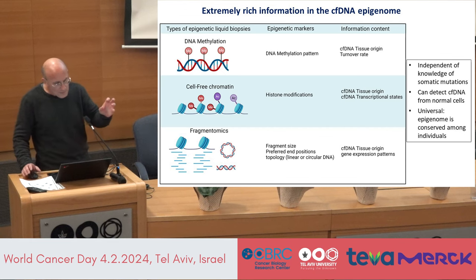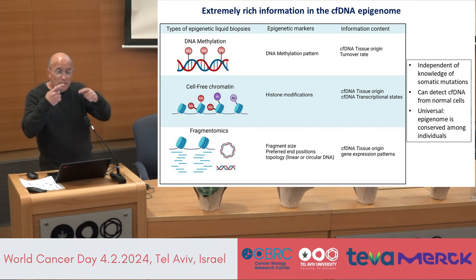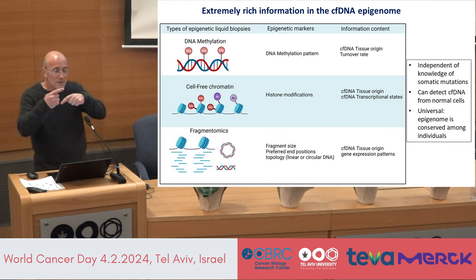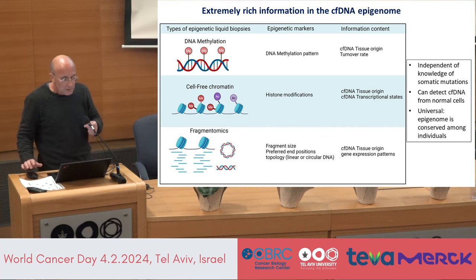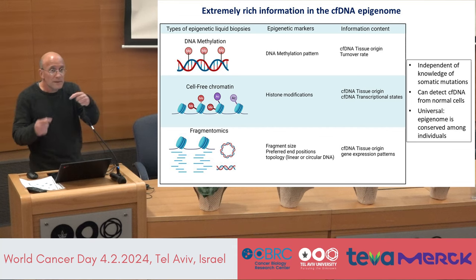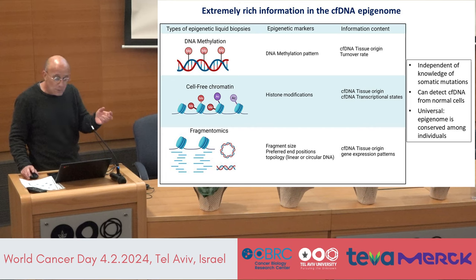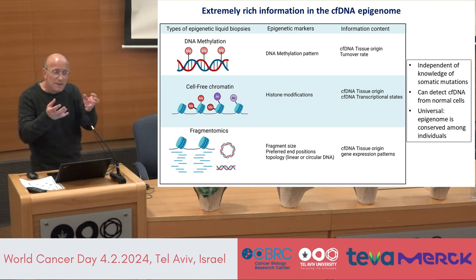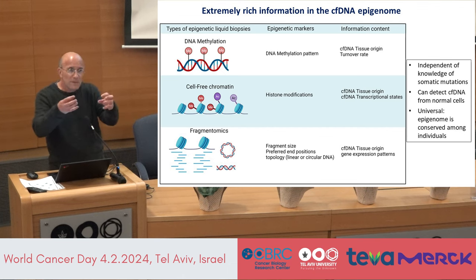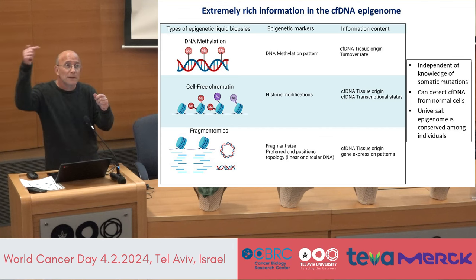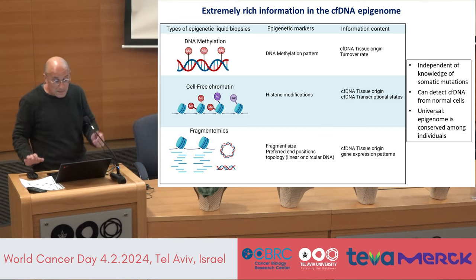Another concept is related to the fact, discovered quite late by Nir Friedman from Hebrew University, this idea that I mentioned that cell-free DNA is actually wrapped around chromatin. If you look at histone modifications in fragments of cell-free DNA, you can infer both the tissue origins of those fragments, but also the transcriptional state. And this is something really crazy, yes? From cell-free DNA fragments, you can infer what genes were expressed in the cells before they died and released cell-free DNA fragments.